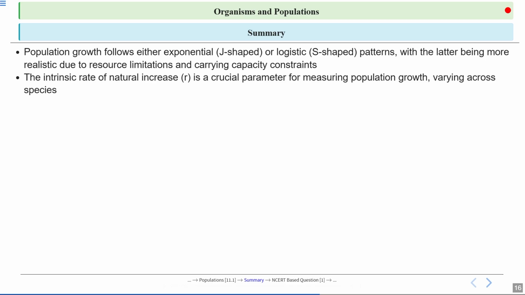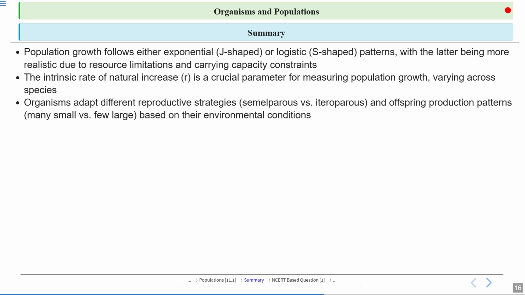Okay, so it is a crucial parameter that helps us measure how fast a population can grow under ideal conditions. This r value varies across species, reflecting their unique reproductive strategies and environmental adaptations. Some species are semelparous, meaning they reproduce once and then die, while others are iteroparous, reproducing multiple times throughout their life. Additionally, some organisms produce many small offspring, while others produce fewer but larger offspring.